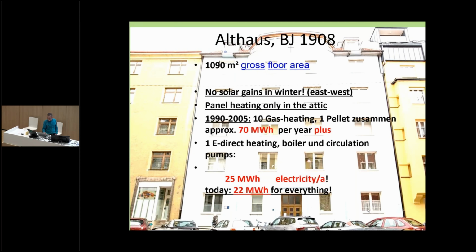And after installing the heat pumps, we now have 20 megawatt hours electricity for all 3 demands: for heating, for warm water, and for cooling all together. We have less electricity demand than before, but 90% in winter.